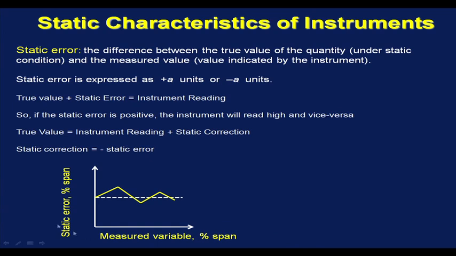A typical static error curve may look like this, where on the x axis is the measured variable as percent span, and on the y axis I plotted static error, again expressed as percent span. So, corresponding to different values of the measured variable, I can have an estimate of static error if I have this static error curve.